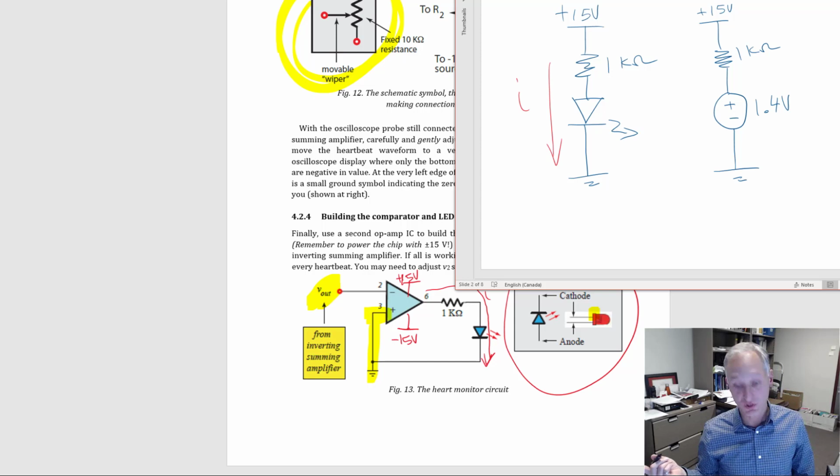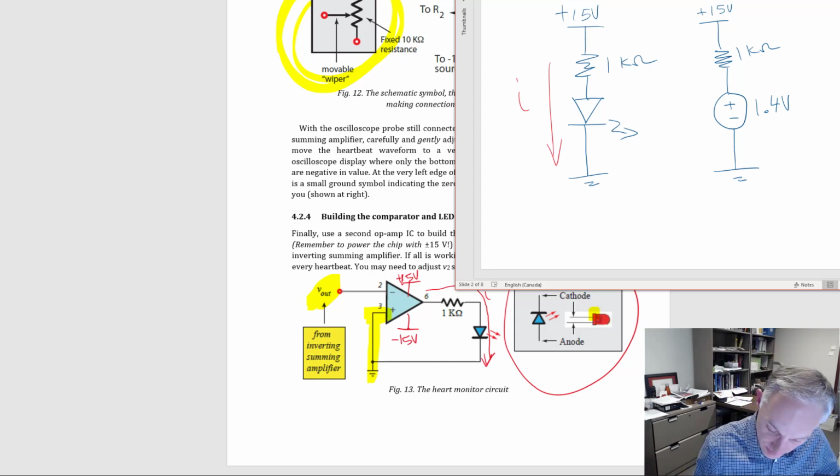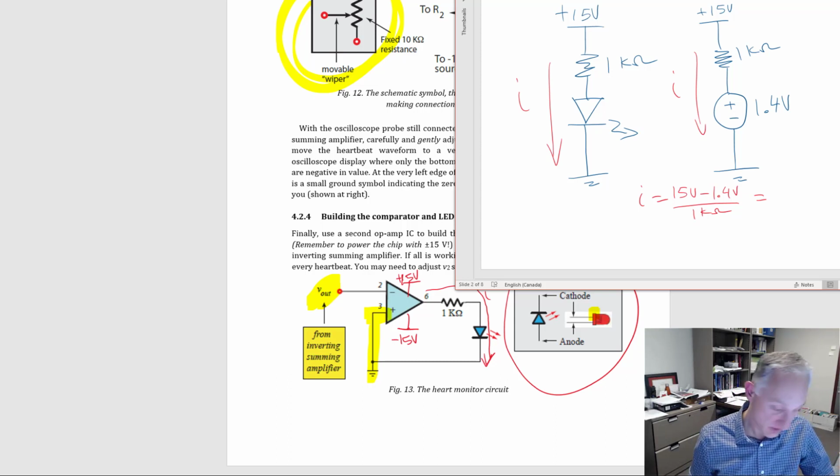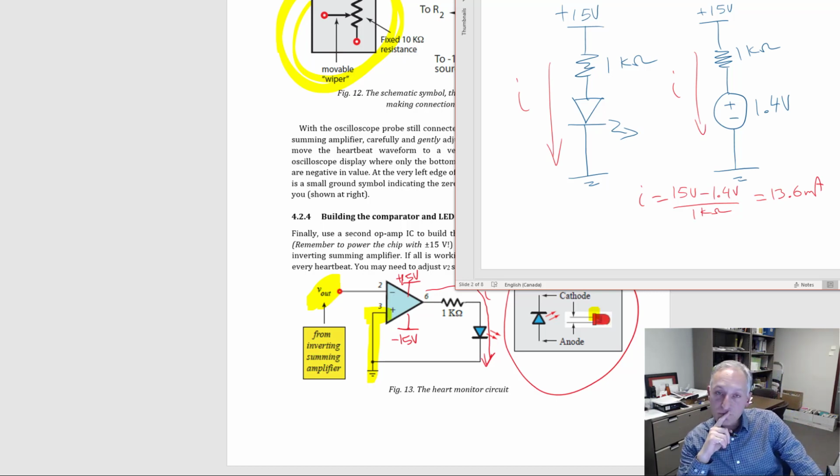So let's calculate how much current is going to flow through there. That's I. I is going to equal 15 volts minus 1.4 volts divided by 1 kilo, and that is going to equal 13.6 milliamps. Now let's think about it for a second. What's this resistor doing in this circuit? It's acting as a current limit, restricting the current that flows so we don't burn that LED.